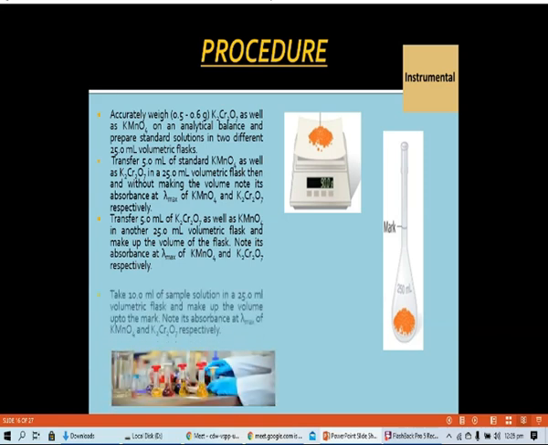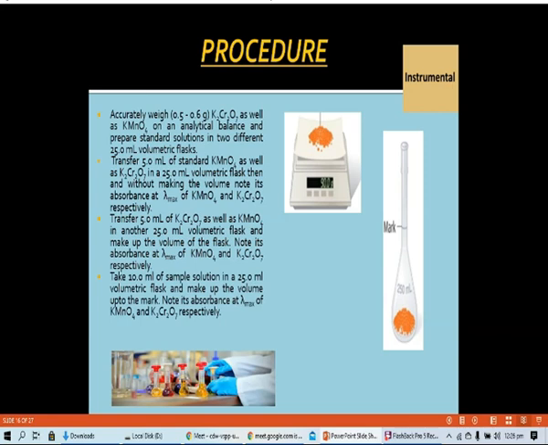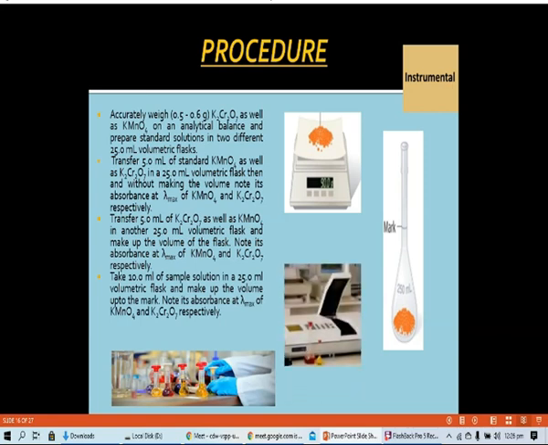Moving on, now take 10 ml of sample solution in a 25 ml volumetric flask and make up the volume up to the mark. This will be the last step. Now note its absorbance at lambda max of potassium permanganate and potassium dichromate respectively.